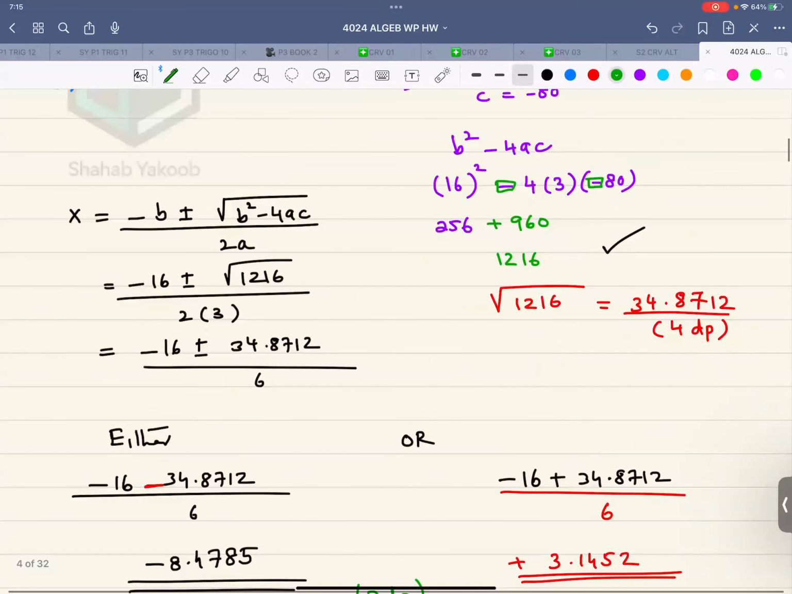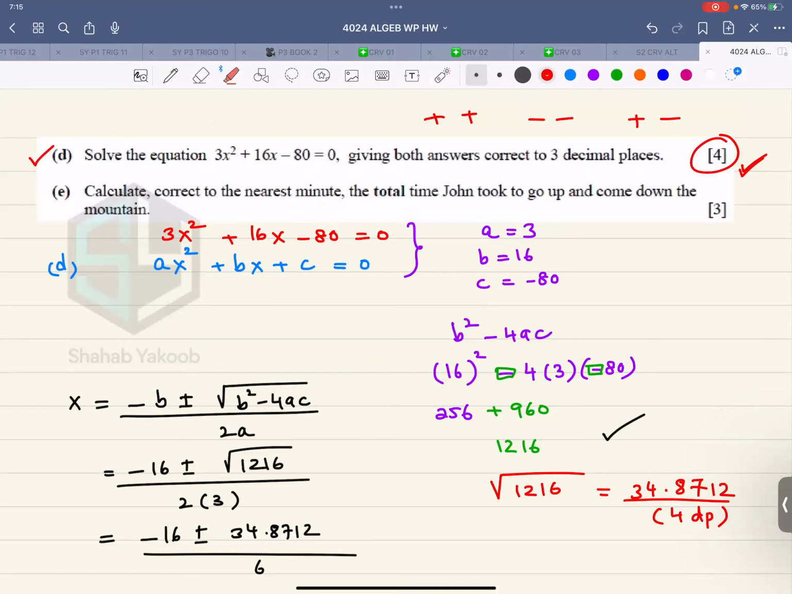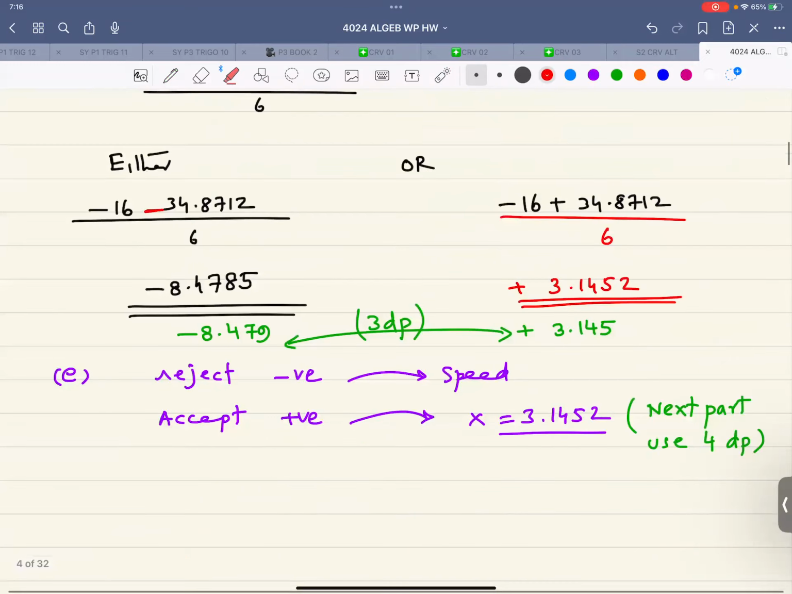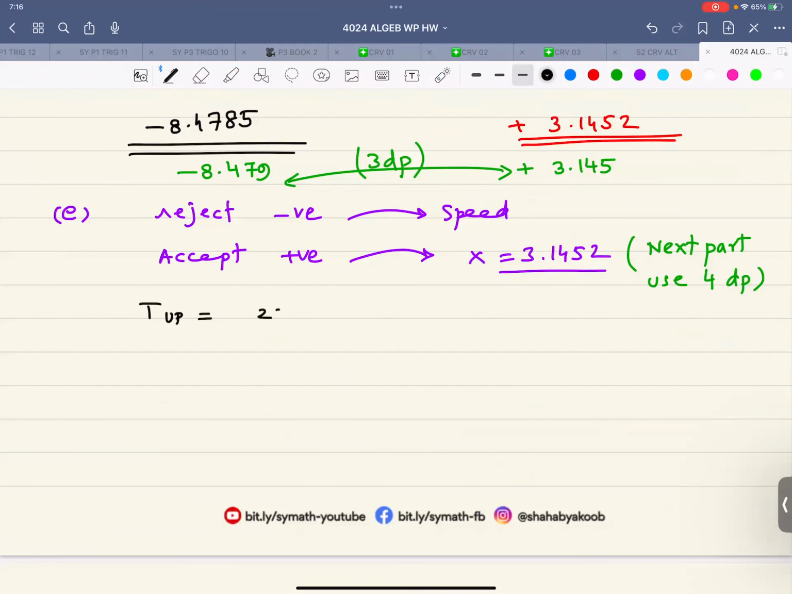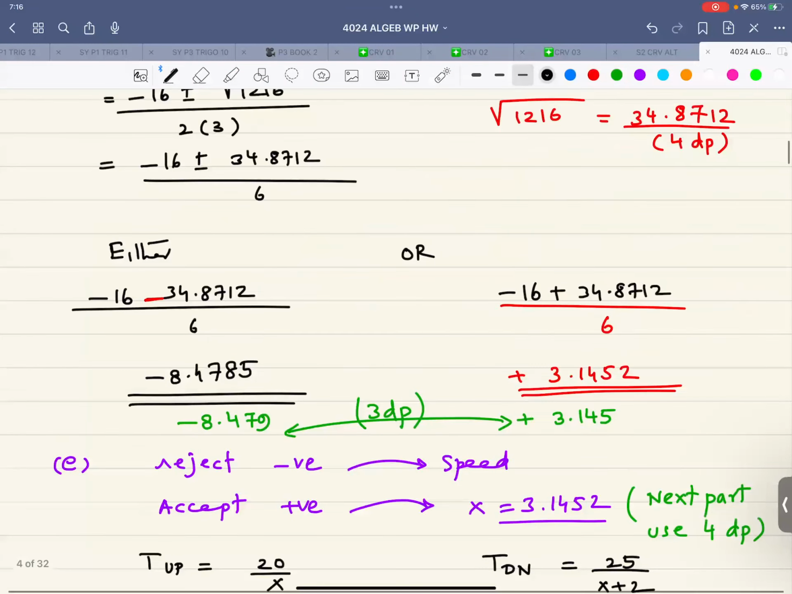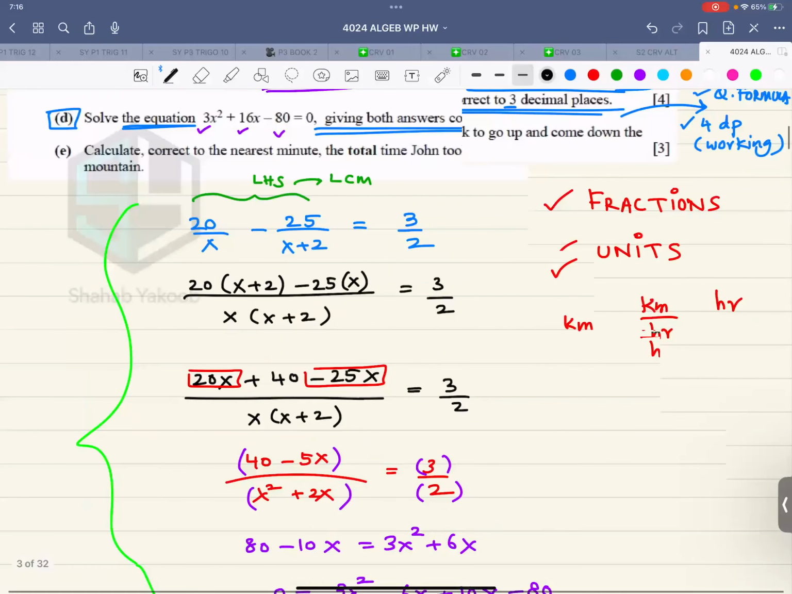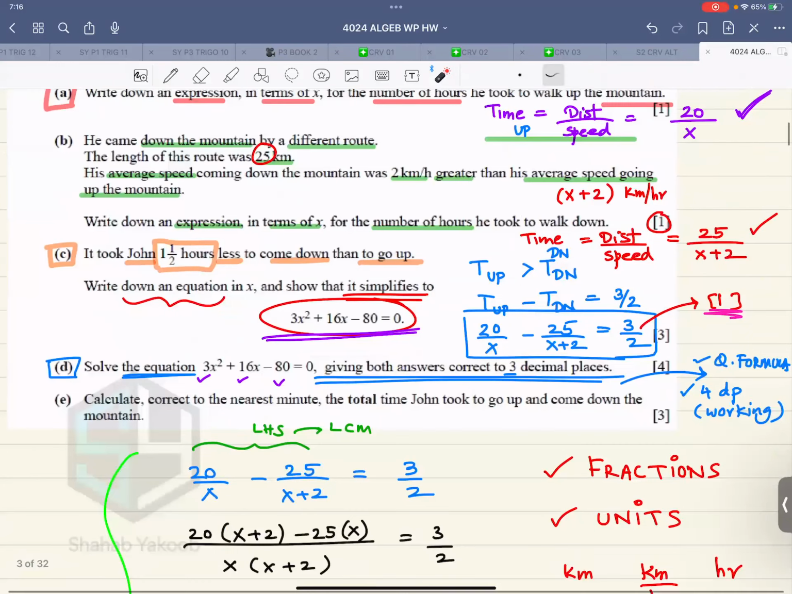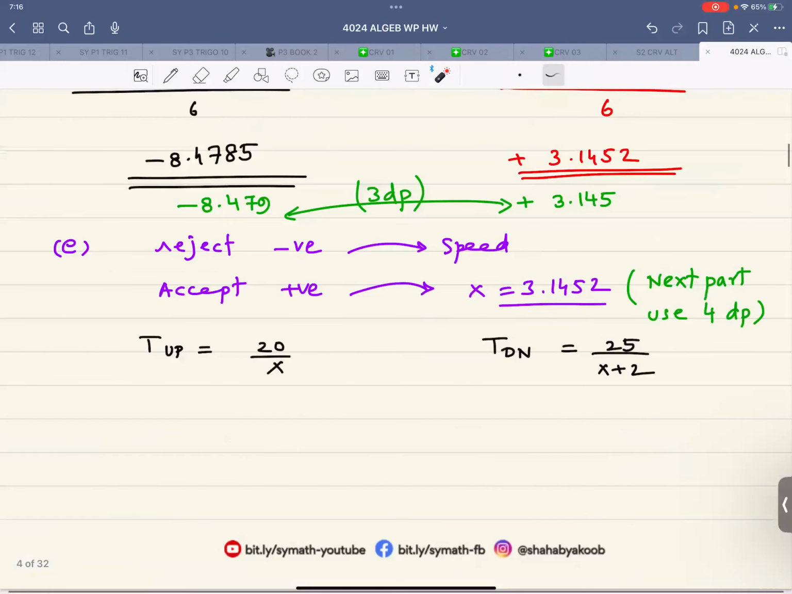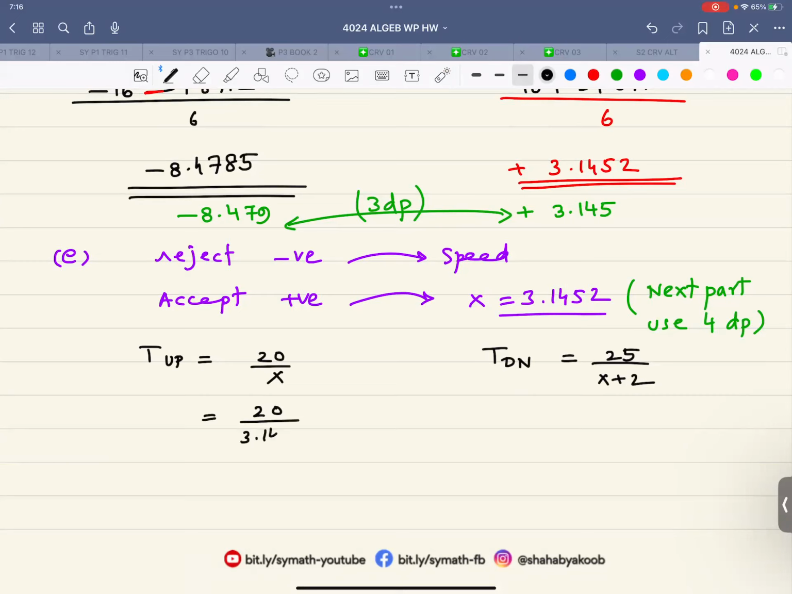Now, what do we do? It says calculate correct to the nearest minute. Let me underline it. Calculate correct to the nearest minute the total time John took to go up and come down the mountain. So first of all, let me write it down. Time to go up, I think that was 20 over x. I'll double check it. Time to go down, that is 25 over x plus 2. So this is 20 over x, that is the time to go up. 25 over x plus 2, that's the time to come down. And I'll evaluate both of them. So this is 20 over 3.145. So 20 divided by 3.145 comes out to be 6.3593. And over here, this is 25 over 3.1452 plus 2.